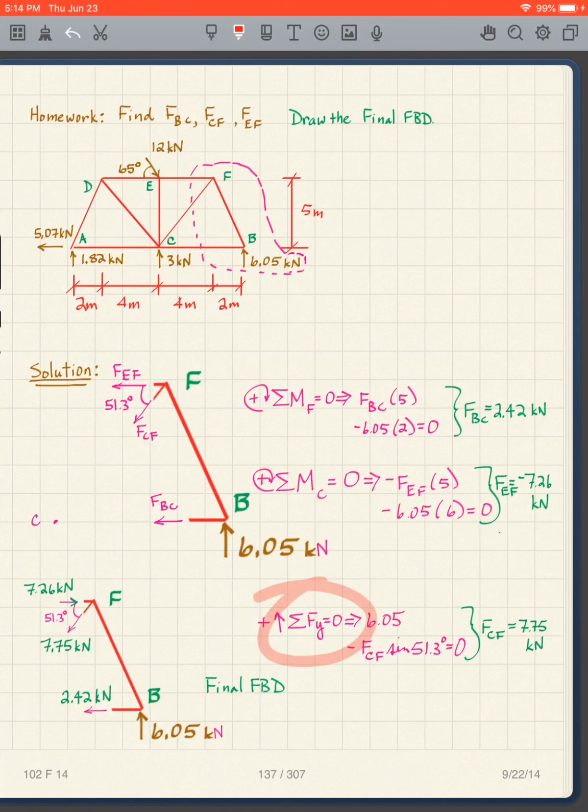I take the sum of the forces in the y direction, so I'm looking at this, sum of the forces in the y direction. Again, this goes down, and what's it going to be? It's going to be FCF sine 51.3. And so that's that going down. I have the 6.05 going up. That gives me my FCF. And again, I've got one of these is negative, so one of them goes toward the point. The others go away from the point, the node. There's my final free body diagram.